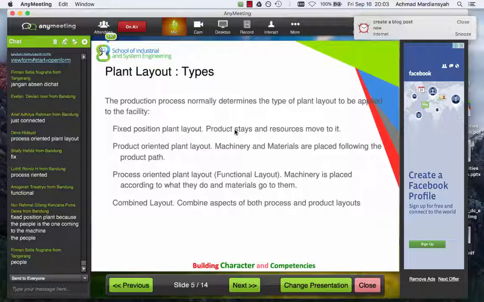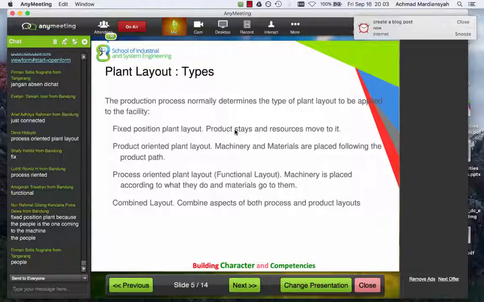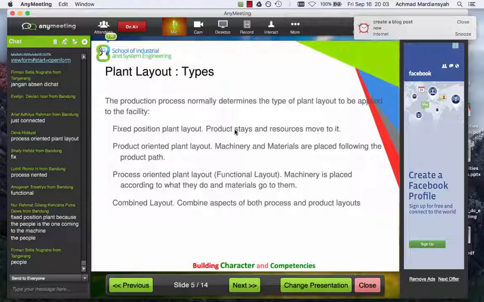That's fixed position, like when you are carving or painting, where the product is still there. So I don't think it's fixed position. Fixed position means the product, and here it means you. Because you are moving from one station to the other station.